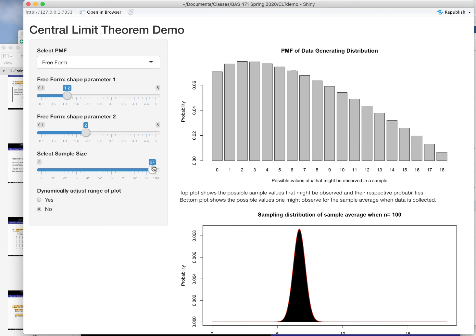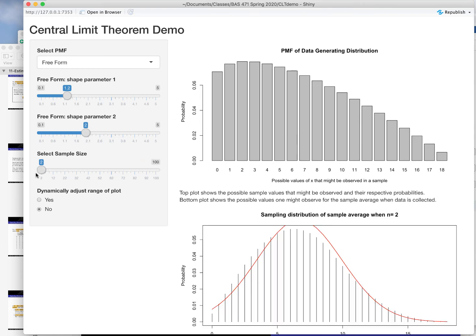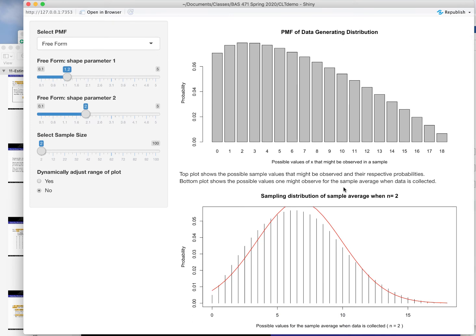Let's see what happens when we deal with samples of size 2 from this distribution. Both might be zeros, both might be 11s. We might get a mixture of values between 0 and 18 here. So if I consider all possible samples with just 2 observations in them, here is my sampling distribution for the sample average. These bars represent the possible values for the average that I might see, and their heights represent the probabilities of each one of those averages. And what we see is that the overall shape kind of looks like a normal distribution.